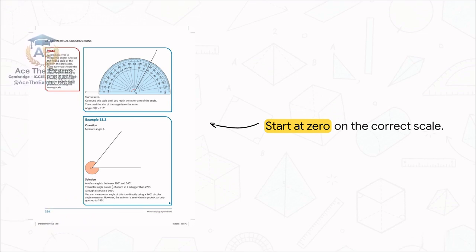You have to start at 0. Follow the scale that actually begins at 0 until you hit the other arm. In this case, following that inner scale from 0 takes us precisely to 117 degrees. Think about it. If you hadn't done your mental estimate first, you might have panicked, read the outer scale, and written down 63 degrees.